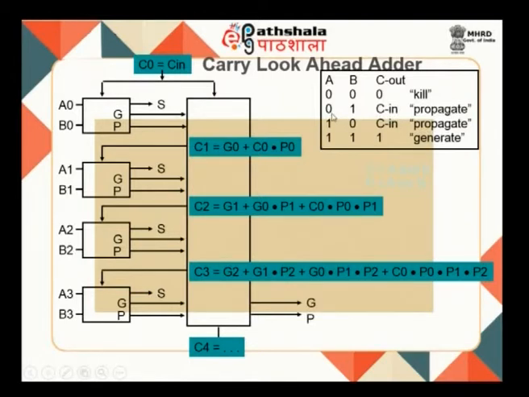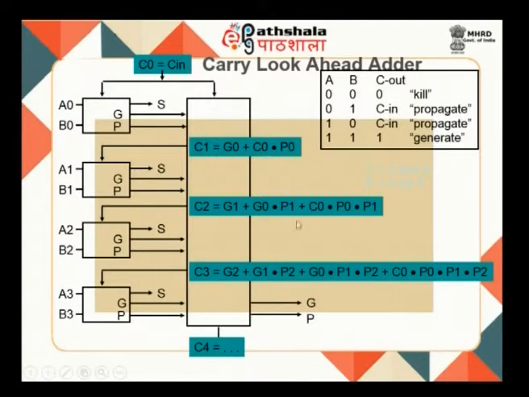So, when you have a combination of 0 and 1, if your C in becomes 1, then that gets propagated. Similarly, for 1 and 0 combination also, only if your C in is 1, it will get propagated. But if you look at the last combination of 1 1, irrespective of the carry input bit here, it is anyway going to generate a carry bit. So, that is called the generate function. So, that is how you distinguish between a generate function and a propagate function.